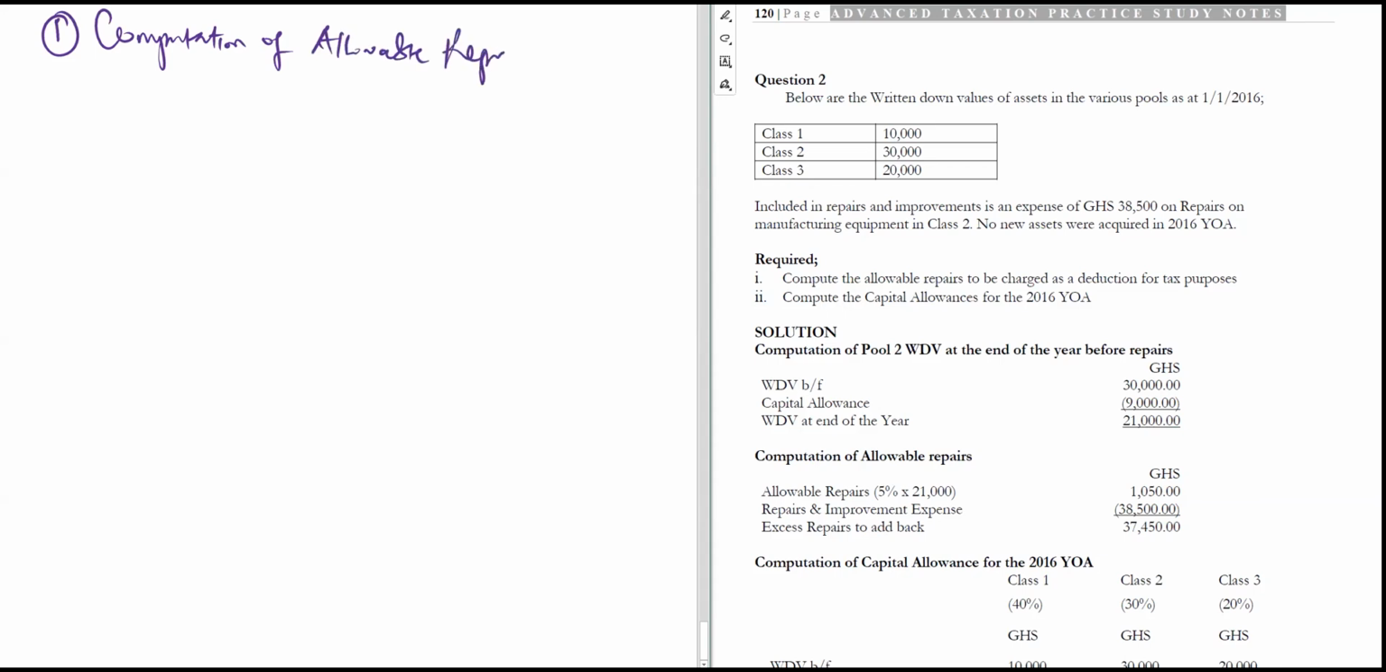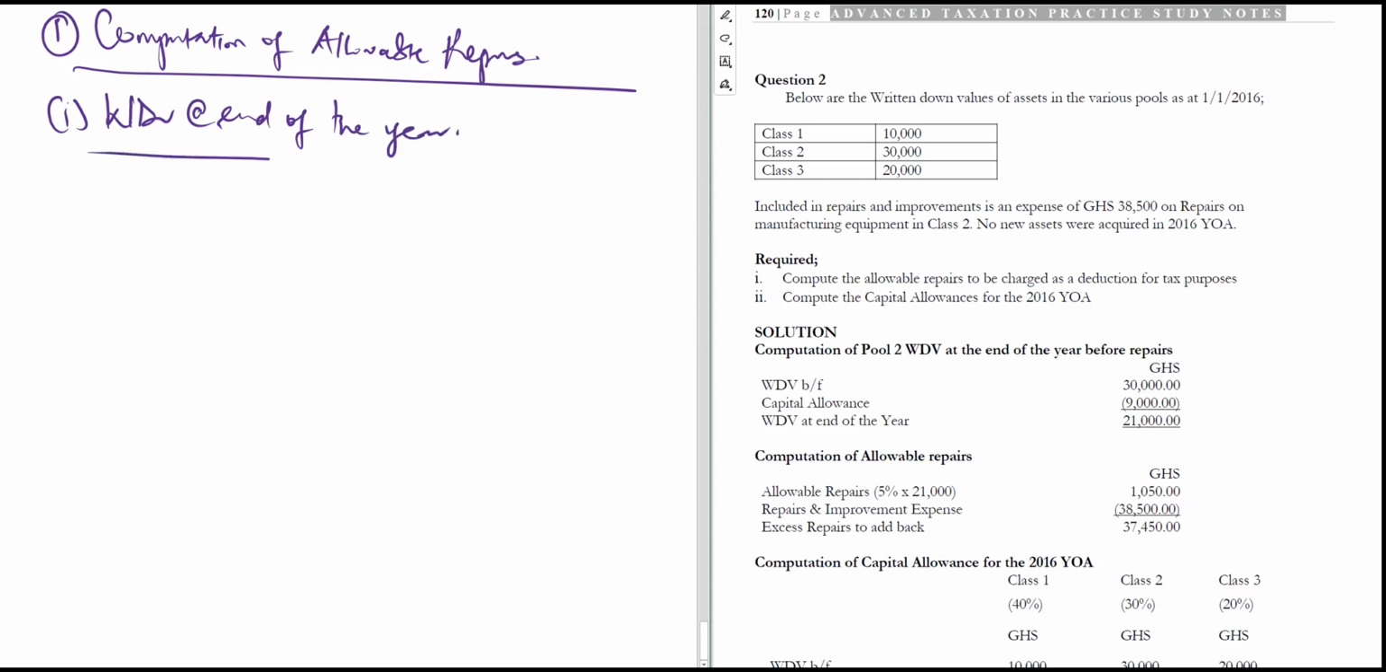Repairs, right? And it's 2 steps. Always first, get the written down value at the end of the year. So first, I must get the written down value at end of the year, okay? And what I do is that, what pool am I referring to? What pool was the repair done in?